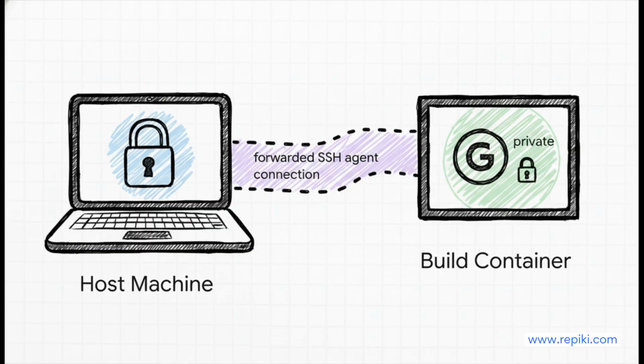And for private repos, there's a very similar solution. The SSH mount lets you securely forward your local SSH agent connection right into the build container. So what does that mean? It means the build can clone your private Git repositories using your credentials, but your actual private key never, ever leaves your machine. It's just security by design.